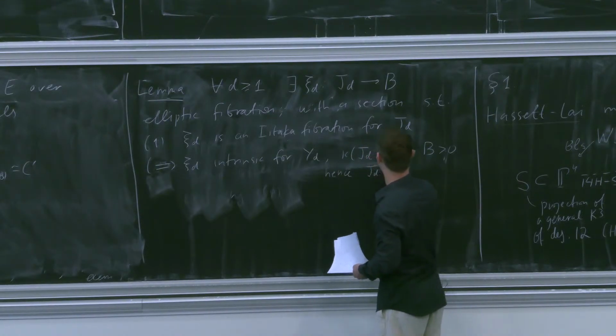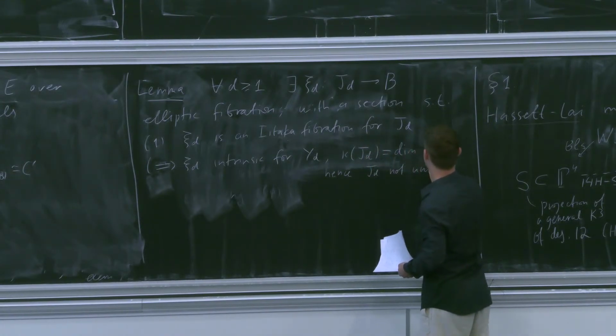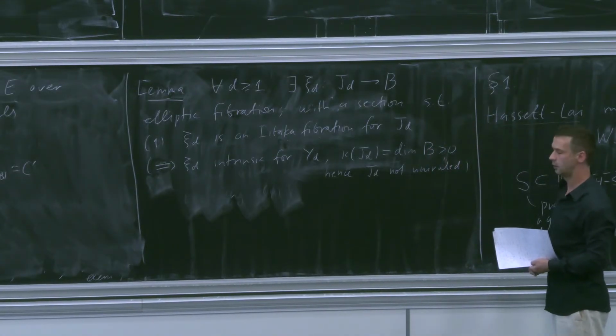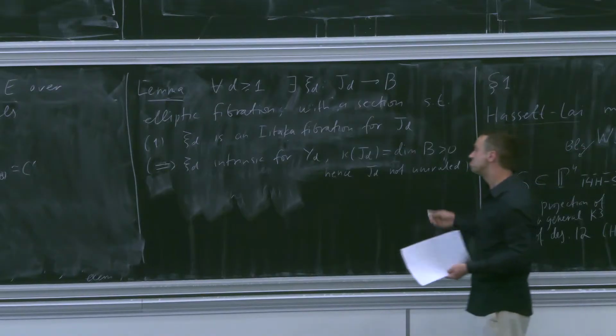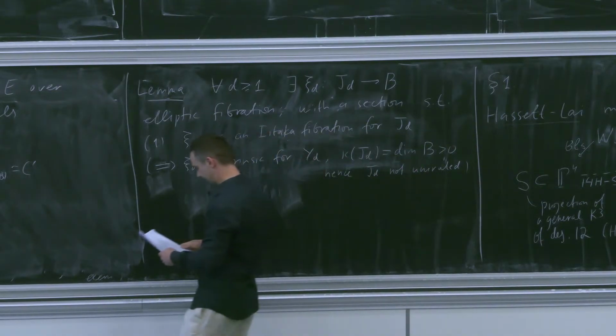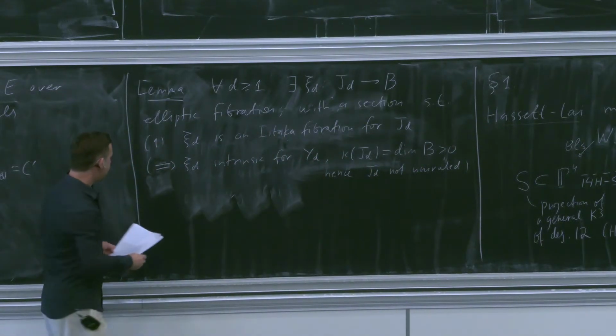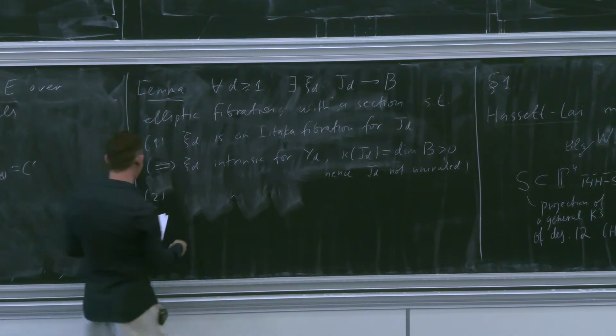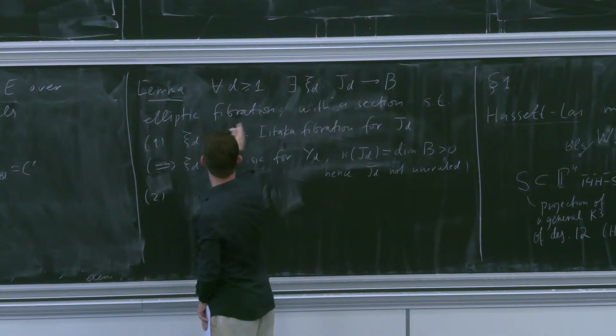So what I'm saying is it's positive, hence J_D is not uni-ruled. Yeah, so it's far from rationally connected. And second, yeah, this helps us work with these elliptic fibrations. The second part is that these guys are unbounded.